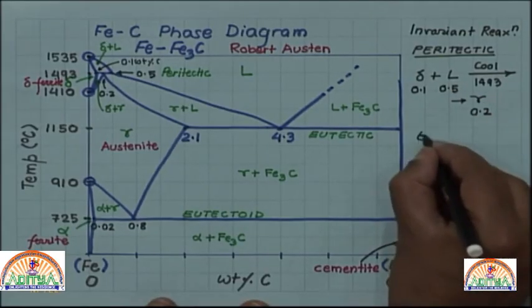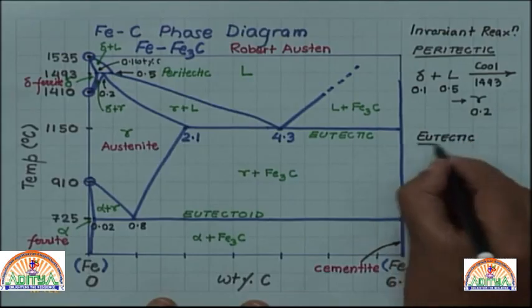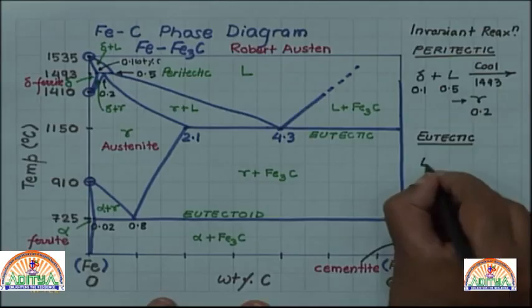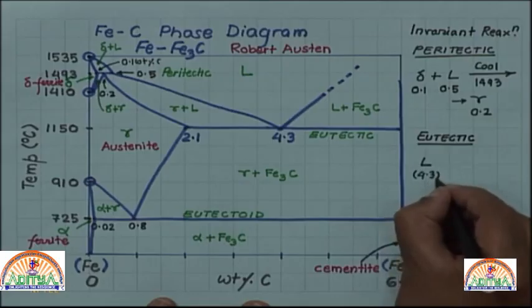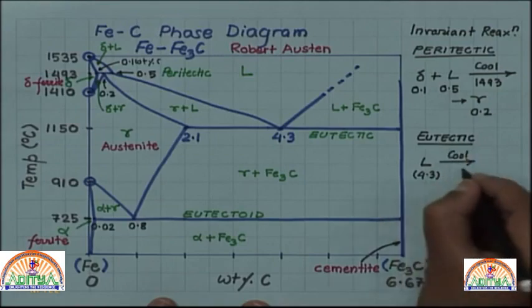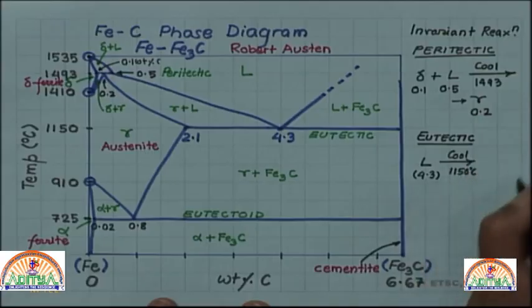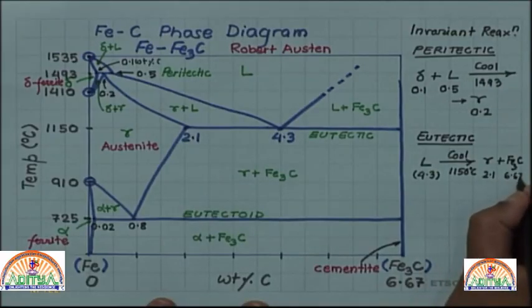Similarly, next we consider the eutectic reaction. Here the liquid transforms into two phases. On cooling at about 1150 degrees Celsius, it transforms to gamma plus Fe3C. Here the liquid composition is 4.3, gamma is 2.1, and Fe3C is 6.67. So this is nothing but a eutectic reaction.